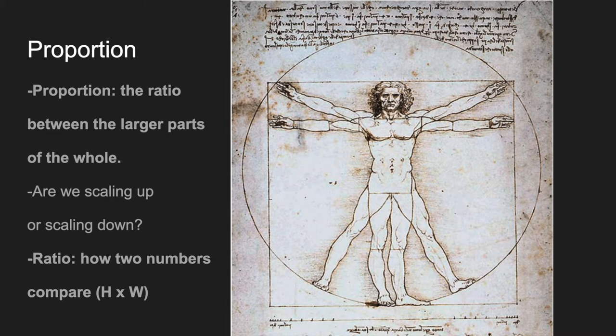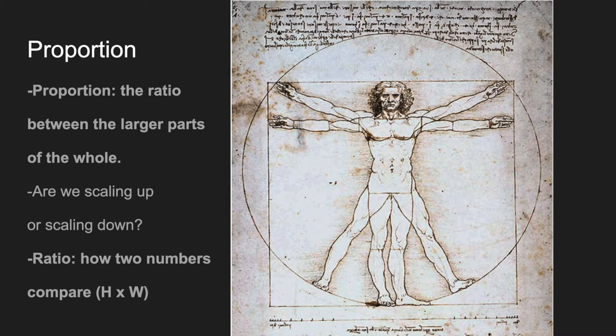A 1-to-3 ratio would mean that an object that is 1 would be enlarged by 3 times in order to be 3 times larger. A ratio of 3-to-1 would be a large object that is 3 times smaller.